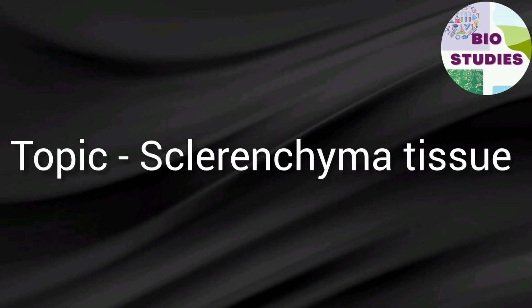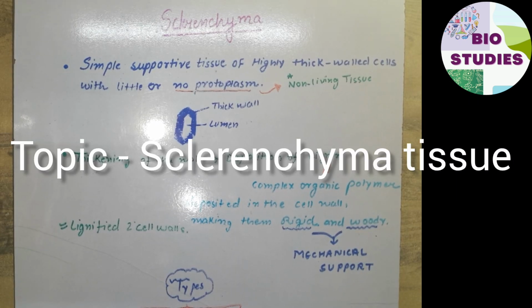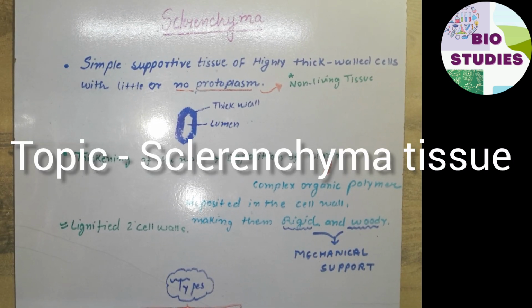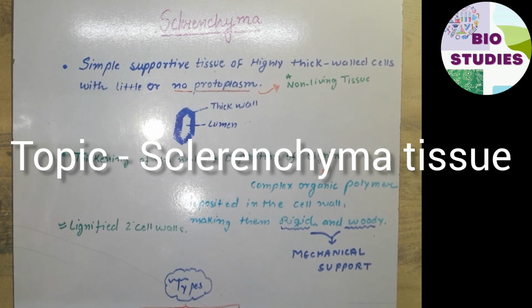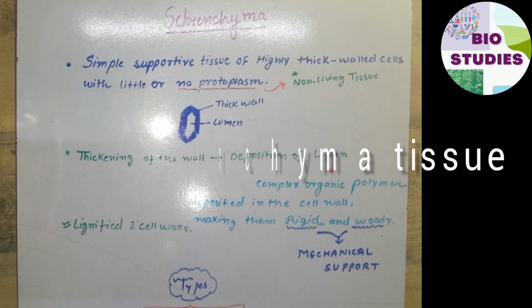In this lecture, I am telling you about the next topic of the chapter Anatomy of Flowering Plants, and the name of the topic is Sclerenchyma. So let's start.